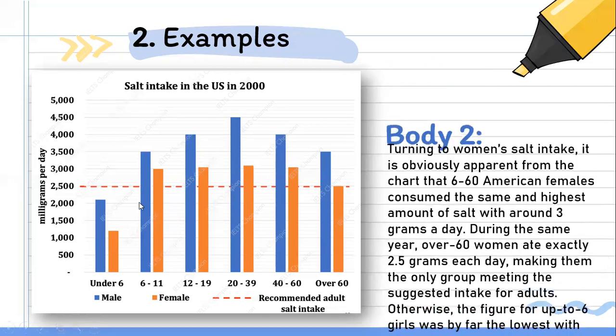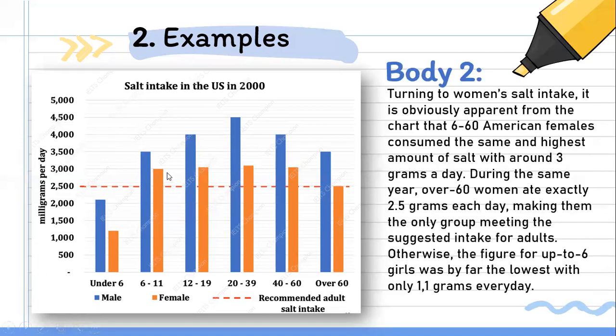So for body two, we will just turn to the women's salt intakes and say there's the same consumption here, and then one here and then one here. Yes, it is so easy. The word count for this is 195, which is exactly perfect for me, because for this task you need to write at least 150 words, so 195 is just perfect.